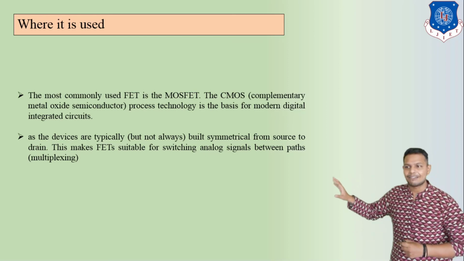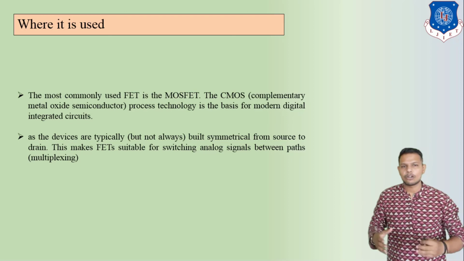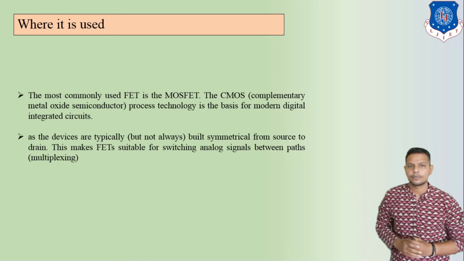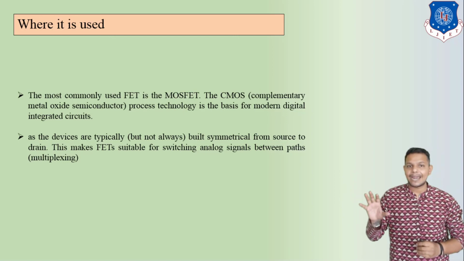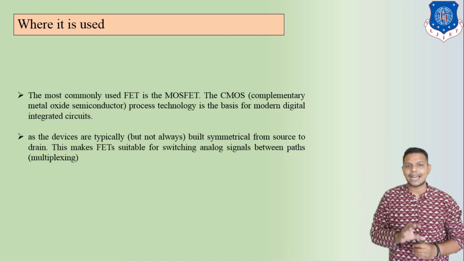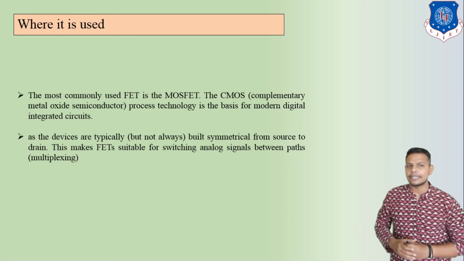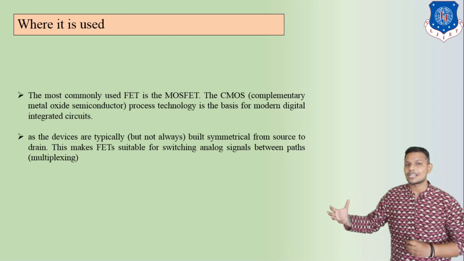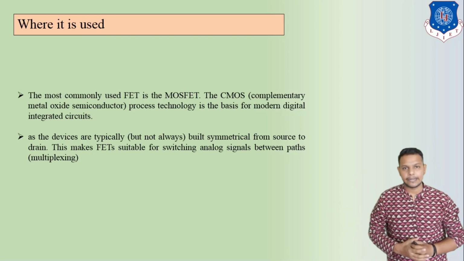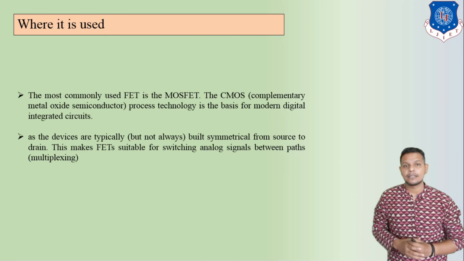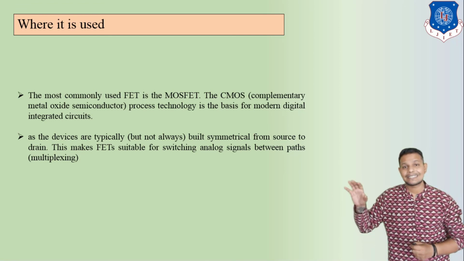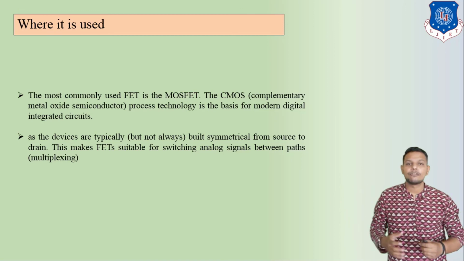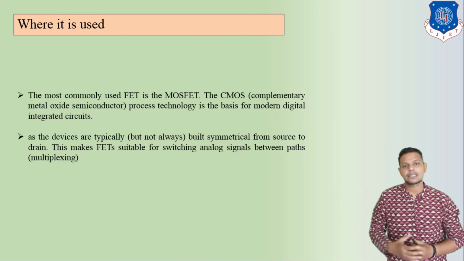Other than that, as the devices are typically, but not always, built symmetrical from source to drain, this makes FETs suitable for switching analog signals between paths. That means we are going to use it in multiplexing techniques. So in multiplexing, FET is also used. So this is the introduction of field effect transistor and its types.